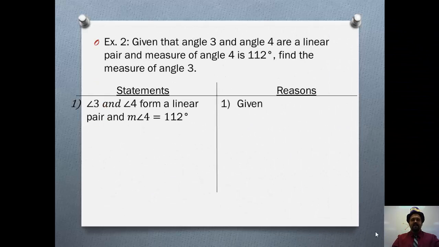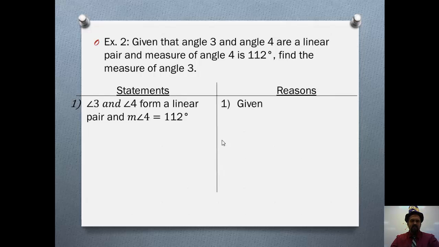Example 2 states that given that angle 3 and angle 4 are a linear pair, and that you know the measure of angle 4 is 112 degrees, I want you to find the measure of angle 3. We're going to practice a two-column proof for this, just because we can prove what the measure of angle 3 has to be. The only thing that I know for sure is that angle 3 and angle 4 form a linear pair, and measure of angle 4 is equal to 112 degrees. That's my given, always my first step.